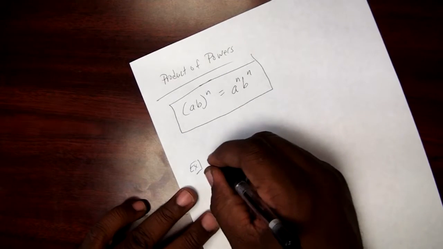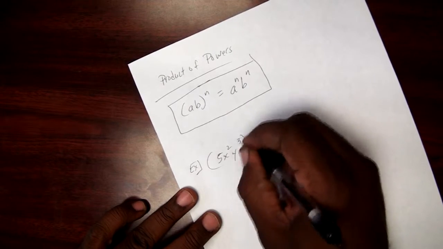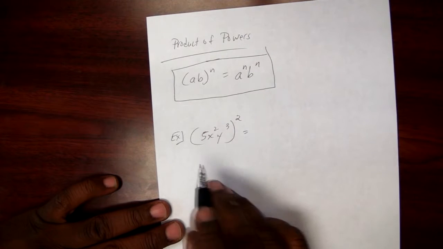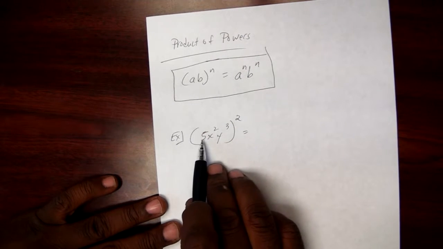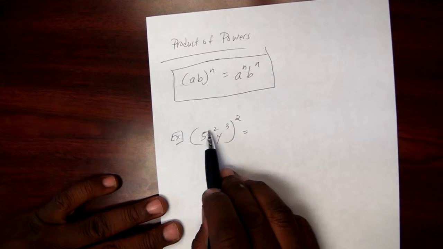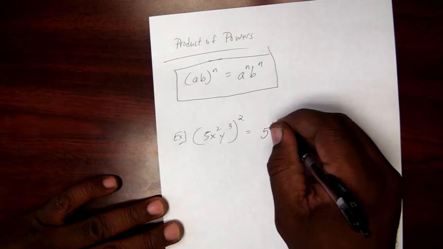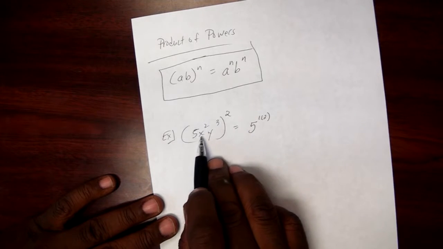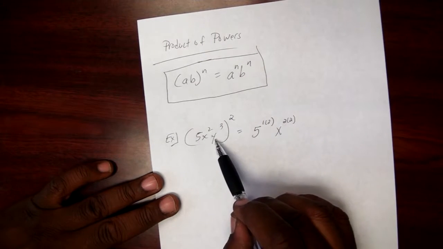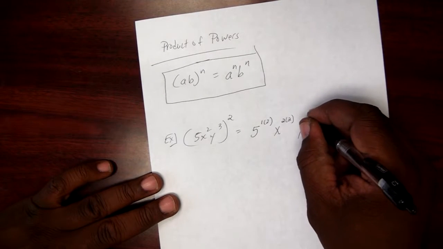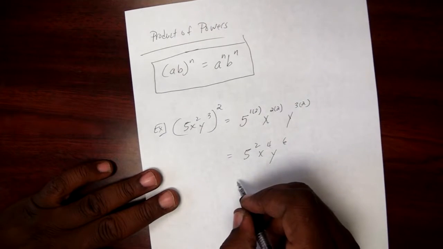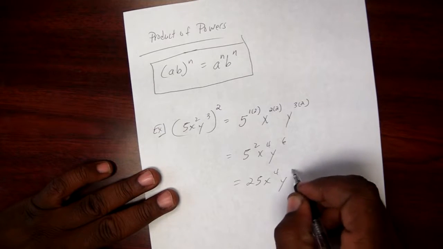So let's take a look at an example. 5x squared y to the third power, and that quantity is squared. So I want to take every factor inside of my set of parentheses, the 5, the x, and the y, and I want to raise each one to the second power. So this 5 has an understood exponent of 1. I want to multiply that by 2. X squared, x squared squared, so we have x squared times 2. And then we have y cubed raised to the second power, so that's y cubed times 2, which gives us 5 squared times x to the 4th times y to the 6th, which is 25x to the 4th y to the 6th power.